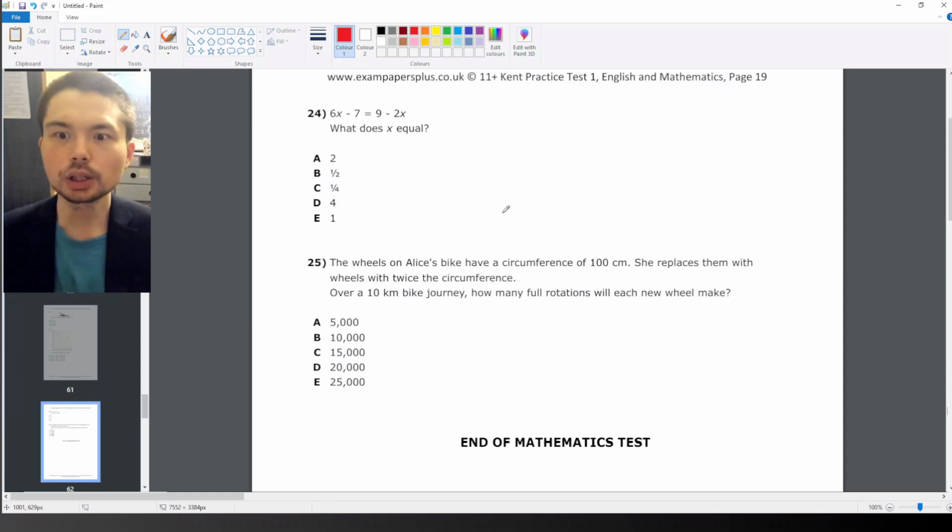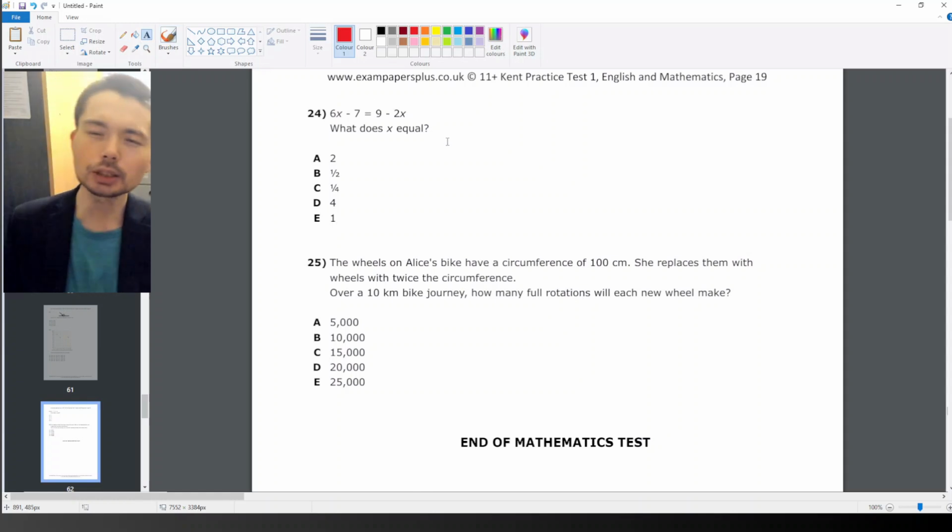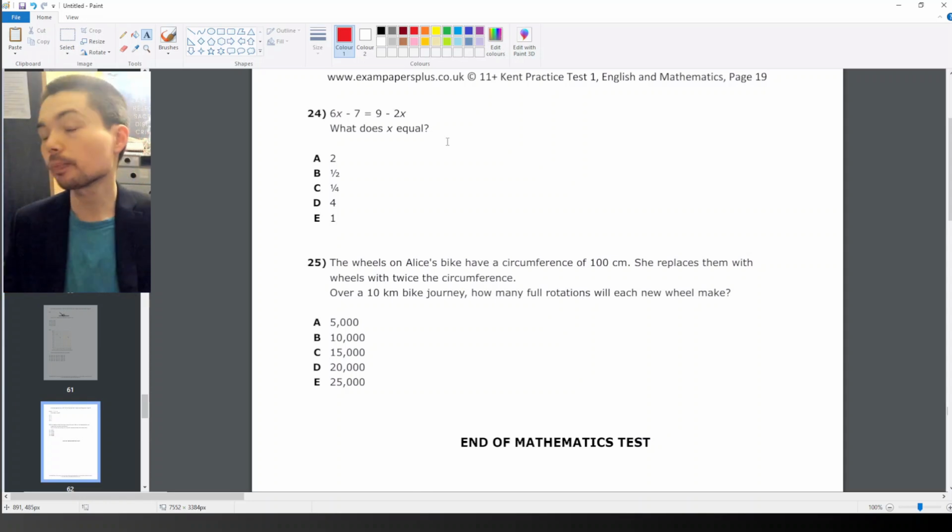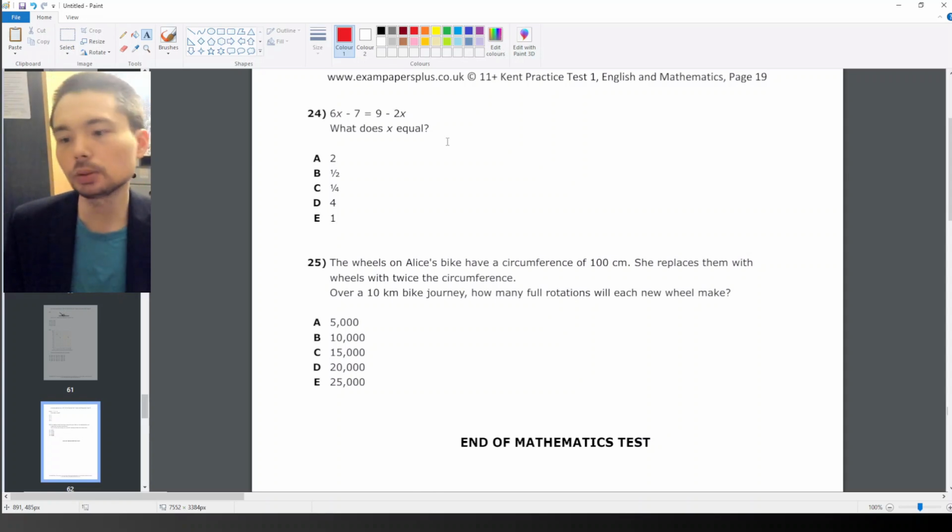Question 24. 6x minus 7 equals 9 minus 2x. What does x equal? Okay, let's rearrange. Hang on, what am I talking about? This is multiple choice. You can actually put in the numbers and see if it works. That's brilliant. Rather than using algebra, which you have to do in secondary school, this is 11+, and it's multiple choice. Okay, I've just learned something good. Well, I've just remembered something because I've said this to other people.